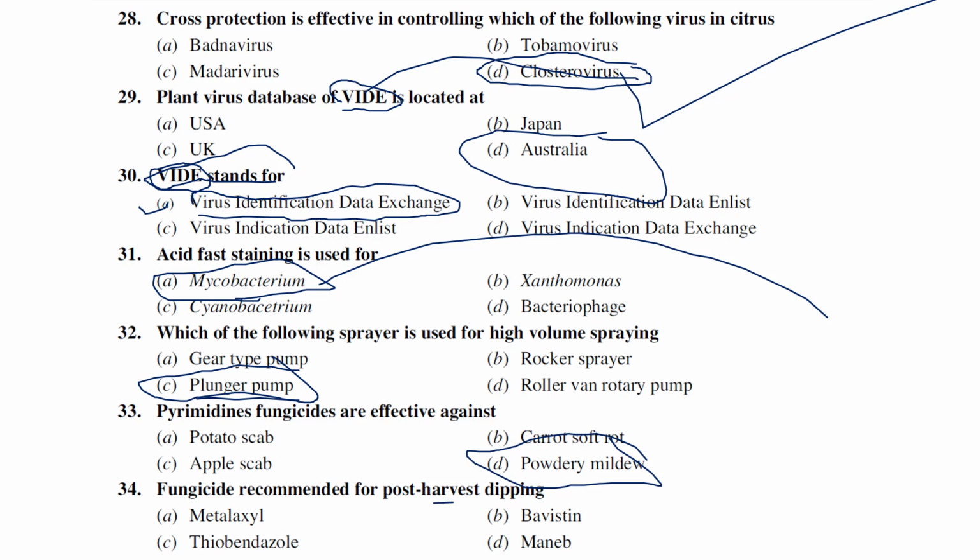Fungicide recommended for post harvest is dipping. Which of the following fungicides is a post harvest fungicide? The best post harvest fungicide in the given options is thiabendazole. So thiabendazole is recommended as the best post harvest dipping fungicide.